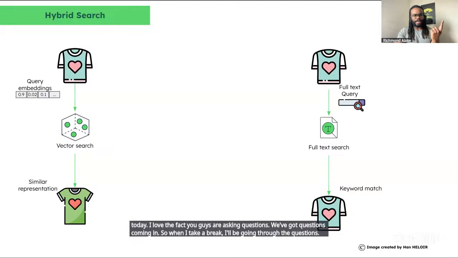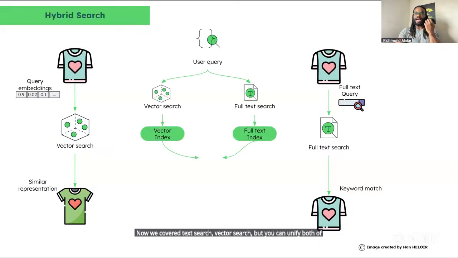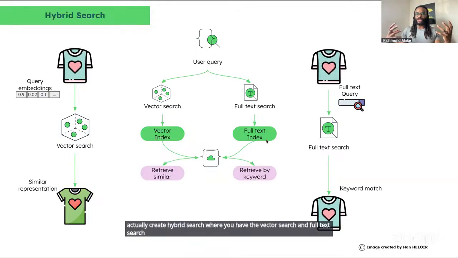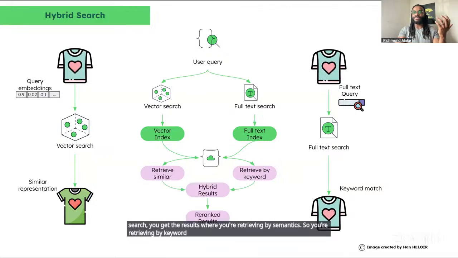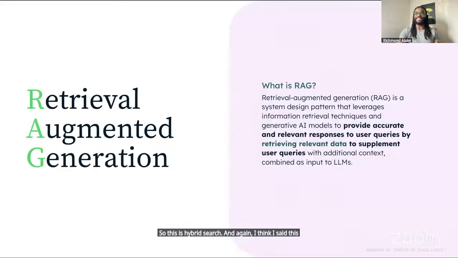Now we covered text search and vector search, but you can unify both of them to create hybrid search, where you have the vector search and full text search. You get the results where you're retrieving by semantics and retrieving by keywords, and then you rank the results to get this unified search. So this is hybrid search. And again, I think I said this loads of times, you're going to be seeing that today.